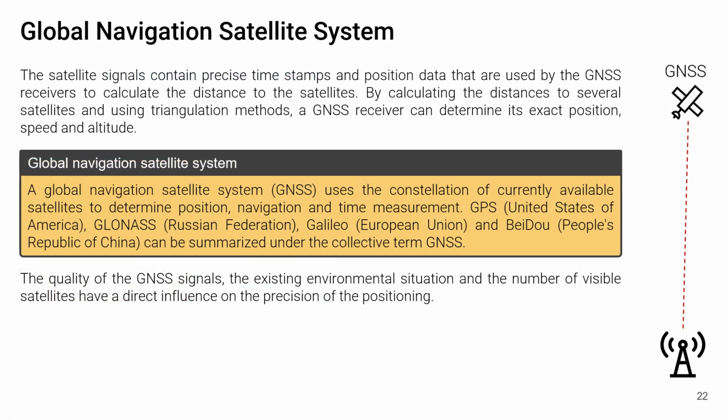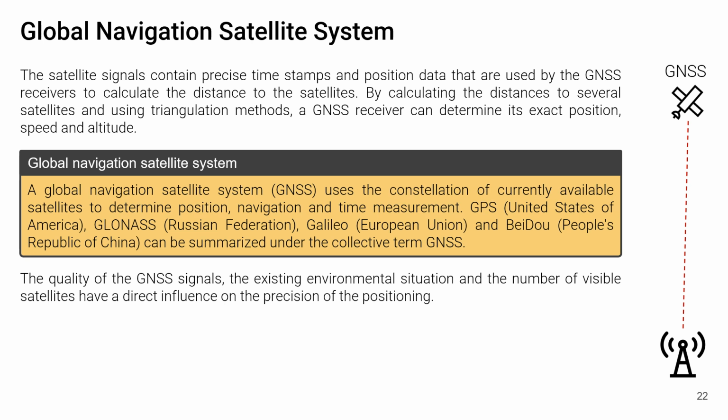The satellite signals contain precise timestamps and position data that are used by the GNSS receivers to calculate the distance to the satellites. By calculating the distances to several satellites and using triangulation methods, a GNSS receiver can determine its exact position, speed, and altitude. A global navigation satellite system uses the constellation of currently available satellites to determine position, navigation, and time measurement. GPS in the United States of America, GLONASS in the Russian Federation, Galileo in the European Union, and Beidou in the People's Republic of China can be summarized under the collective term GNSS.